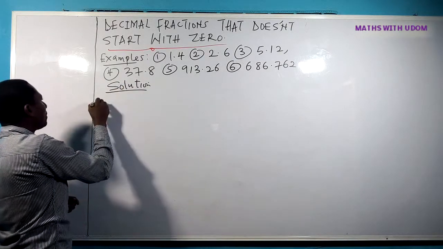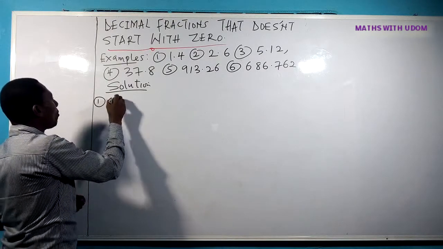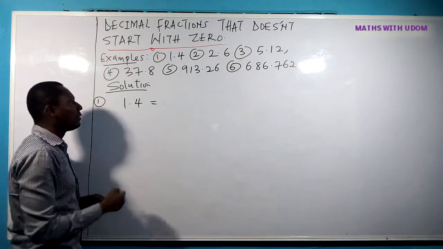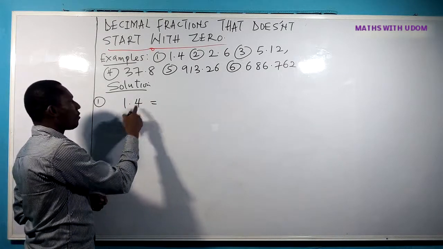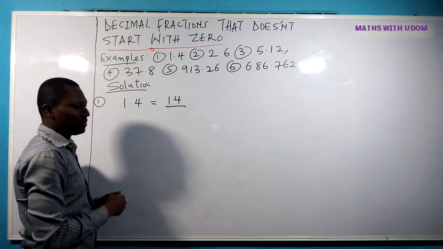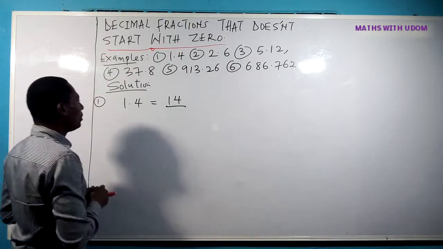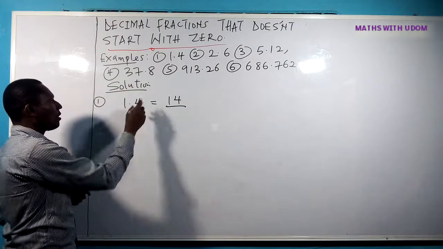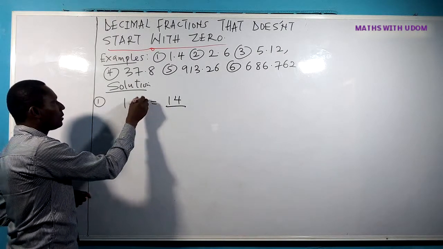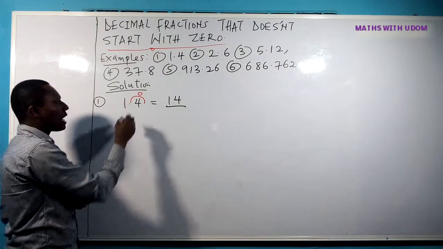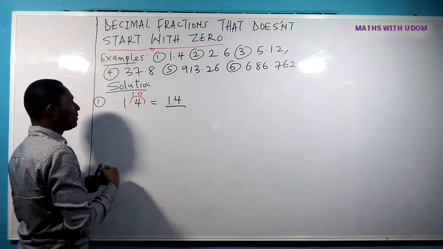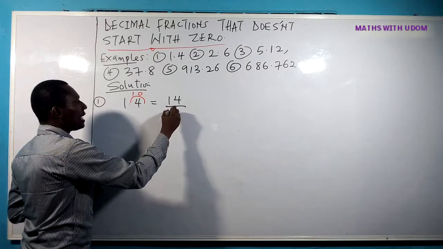Let's start with number 1. What do we have? 1.4. Now 1.4 can be written as 14 divided by what? All you need to do is start from the front of 4 and move backwards until you get to the decimal point. So you move 1. You put 1 at the front of 0, and that gives us 10. So we are dividing 14 by 10.